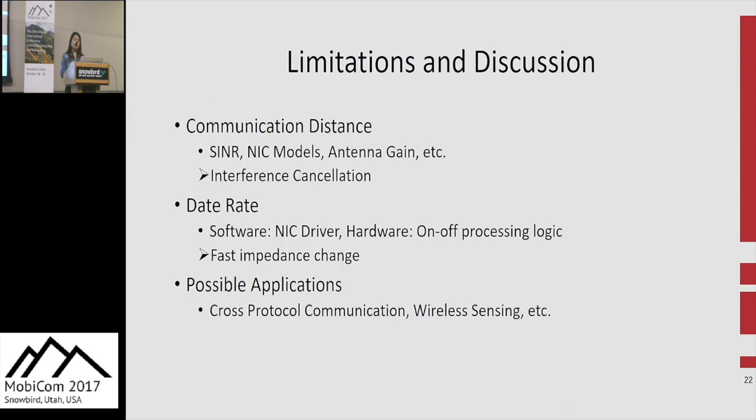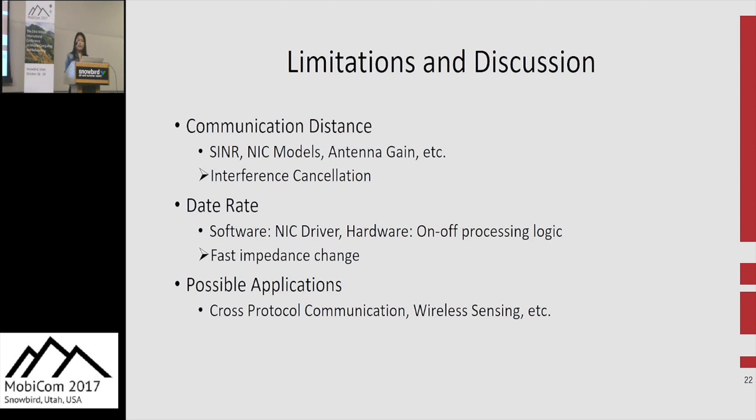Finally, I will discuss some limitations and potential applications of NICScatter. One obvious limitation of NICScatter is its communication distance. There are many factors that will limit its communication distance, such as its impedance change during NIC switching and the antenna gain. However, the most significant one should be the interference from the signal helper. We can leverage some interference cancellation techniques to boost the communication distance.